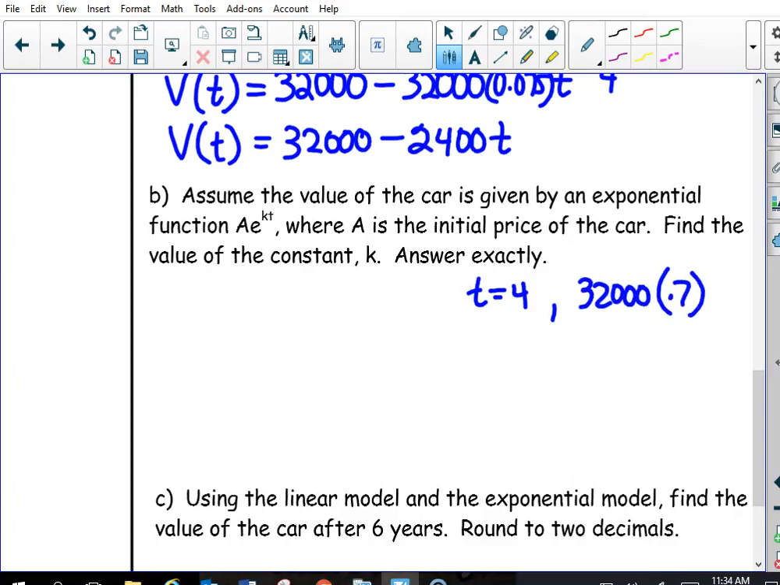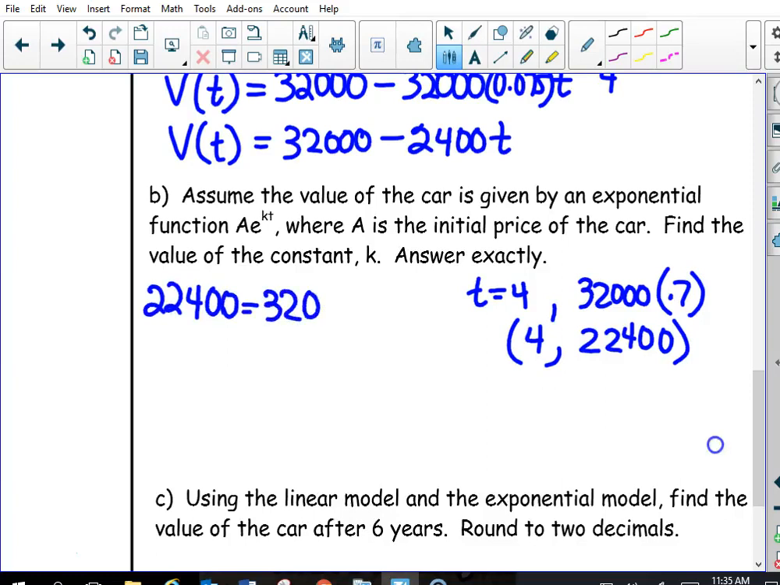When I do the multiplication, I get 22,400. So we have a point here. t equals 4, y equals 22,400. We can use that number to do what they ask, which is to figure out the k, the constant of depreciation in the exponential model. So after 4 years, our $32,000 car is going to be worth 22,400, but it did start out at 32,000 times e to the k, and the number of years for that value is 4. Again, I've got an exponential equation to solve.